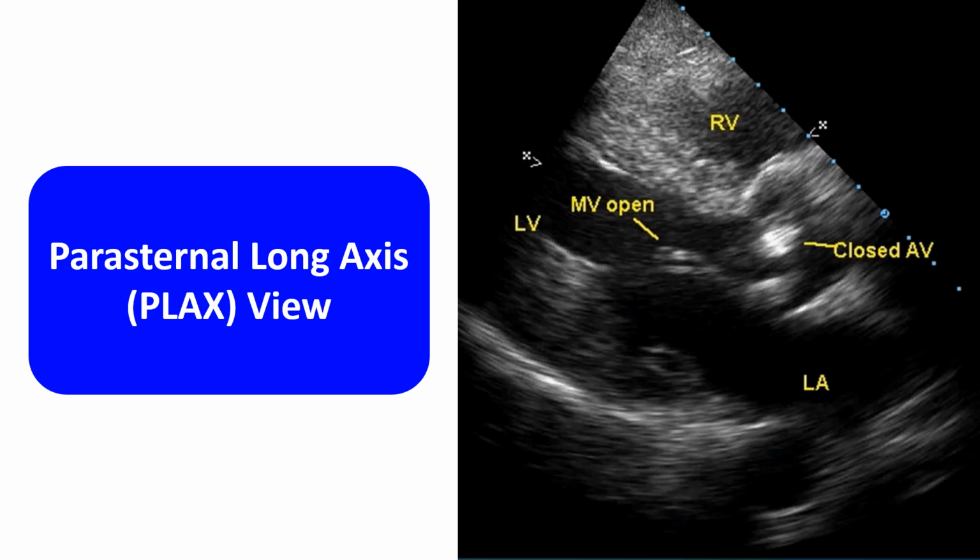Diastolic frame in aortic stenosis from parasternal long axis view showing aortic valve in closed position and mitral valve in open position. The marker is indicating the anterior mitral leaflet. Dense calcification of aortic valve is evident.